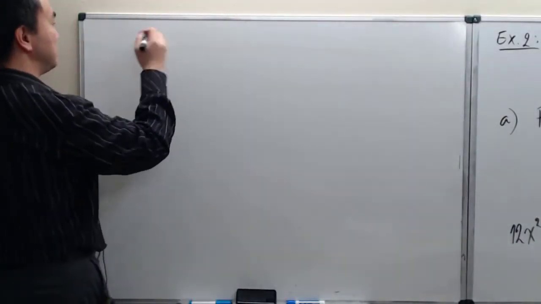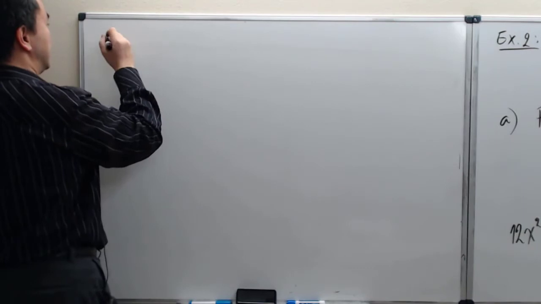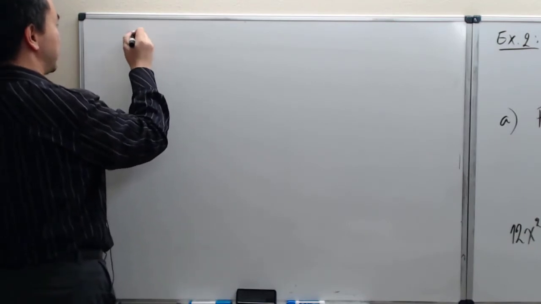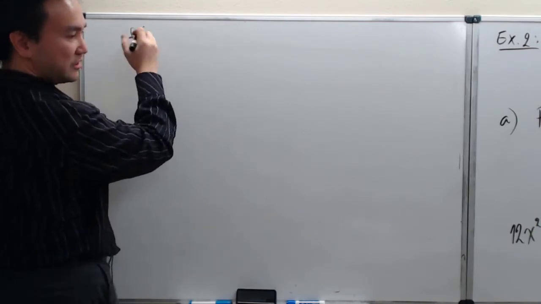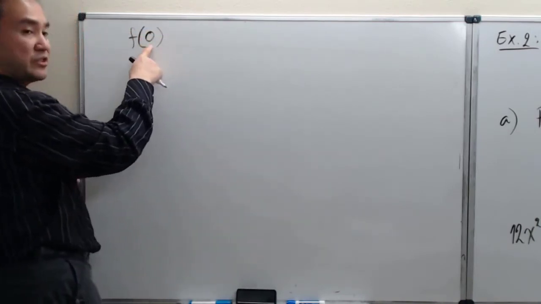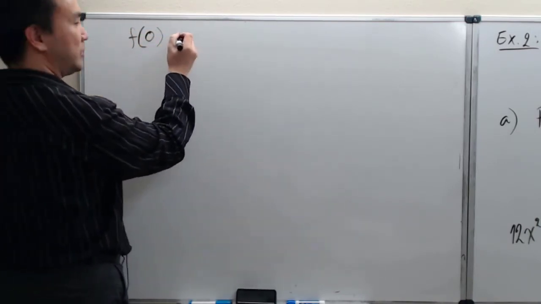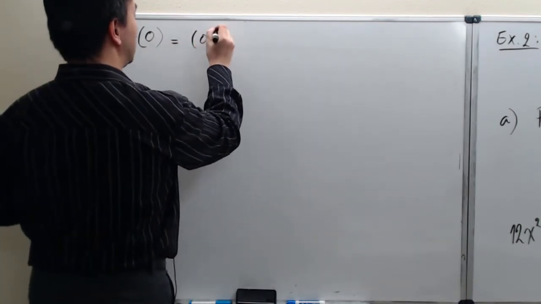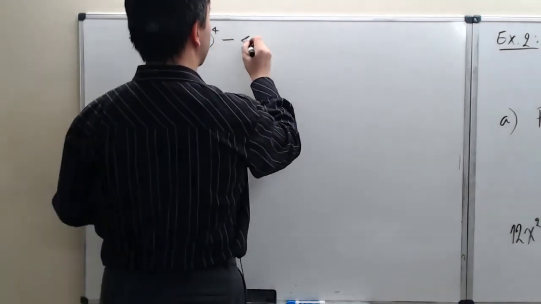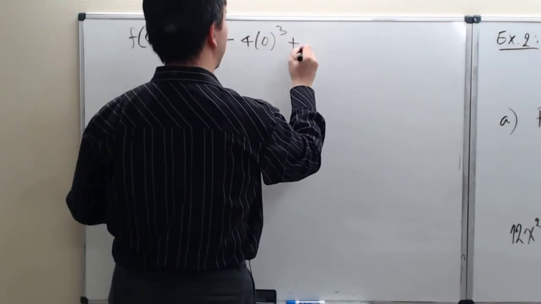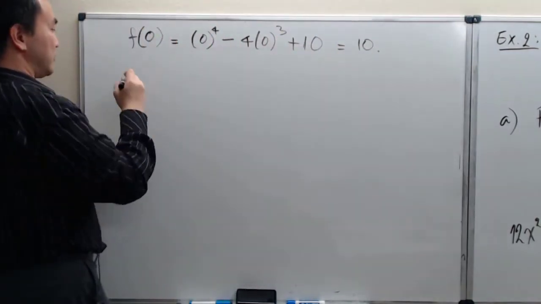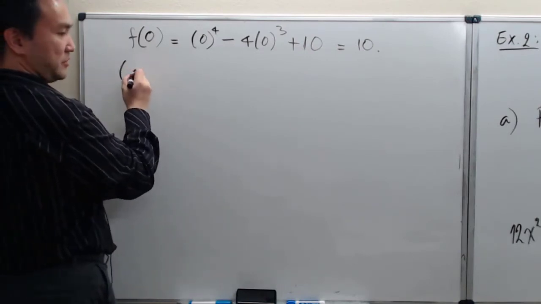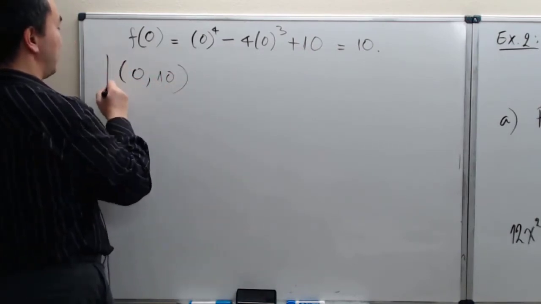Now for the actual inflection point, my first solution of that equation earlier was 0. So now I'm going to substitute 0 into the function. So we're looking at 0 to the 4th power minus 4 times 0 cubed plus 10. The answer comes out easily as 10. So that's one of them. That means we have one point right here, (0, 10). We have one inflection point.